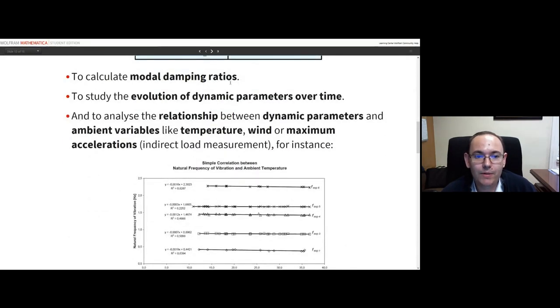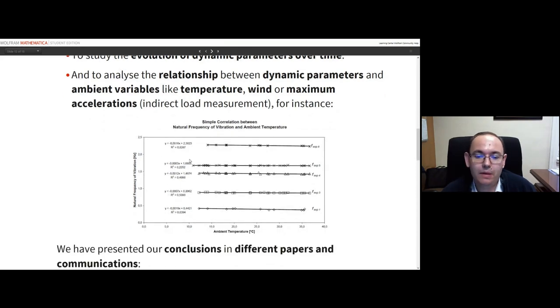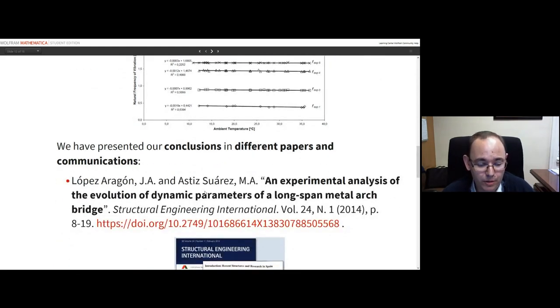Also, we calculate the modal damping ratios and we study the evolution of the dynamic parameters over time. And we analyze the relationship between dynamic parameters and ambient variables like temperature, wind, or the maximum acceleration, because the accelerations are the in-service load measurement in these cases. Here we have an example, the correlation between the ambient temperature and the natural frequency of vibrations over time, and we can see very good relationships with a coefficient of determination of almost 0.82. Remember that the maximum is 1 if it was a perfect correlation. The other ones are not so good, but 0.6, 0.5, or 0.5 are very good data for a real structure.